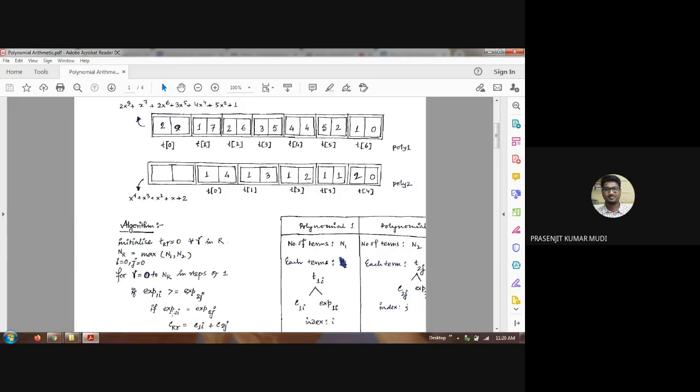You check if exp1i is equal to exp2j. Okay, greater than or equal to means either exp1i is greater than exp2j or exp1i is equal to exp2j. Both things are possible.